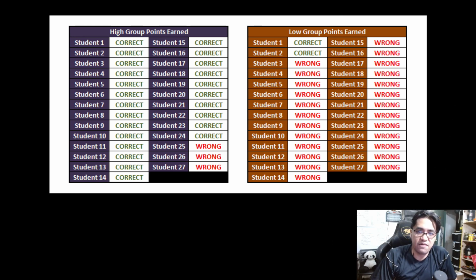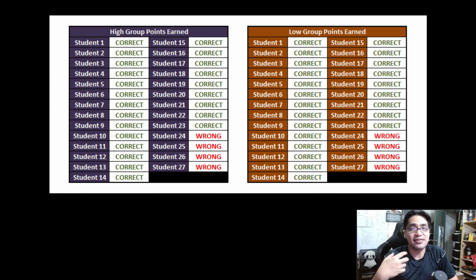Although it is not perfect, the question is still discriminating because most students in the high group and only some students in the low group were able to answer it. We can still say that this particular question can somehow separate students between those who learned the subject material and those who didn't.